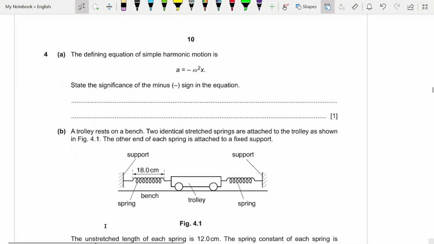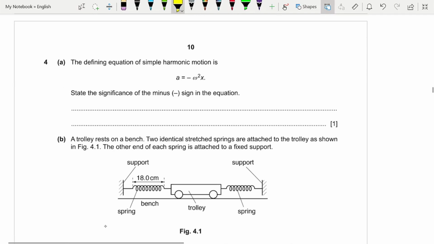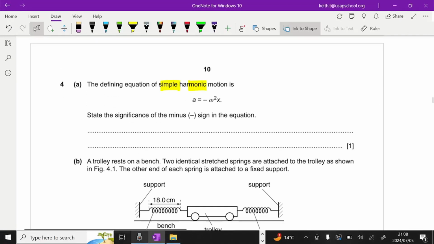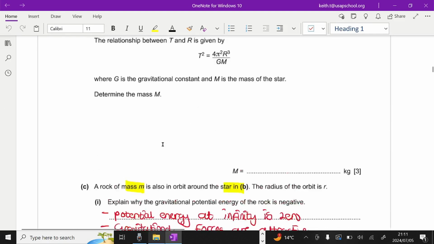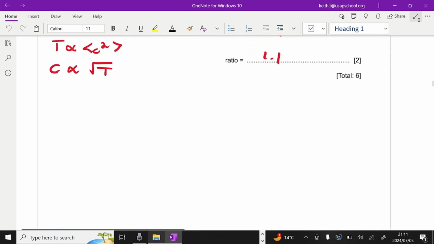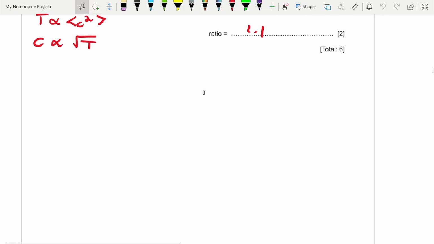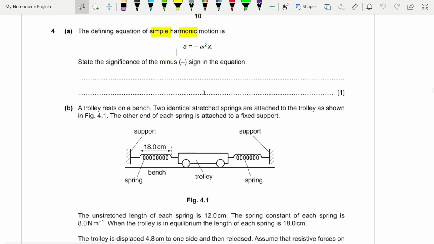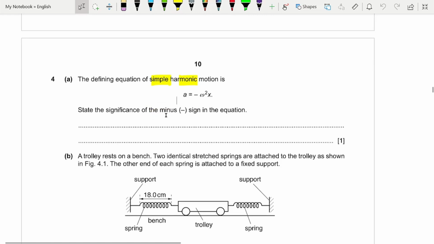Moving on. The definition of simple harmonic motion, very simple, but harmonic not like music. Harmonic as in oscillations, pendulums, acceleration, displacement in opposite directions. We've been asked to state the significance of the minus sign in the equation. So you're going to need to know the definition of simple harmonic motion if you're going to do AS level physics. So what is simple harmonic motion? It's defined as the motion of a particle about a fixed point such that the acceleration is proportional to the displacement, but they're in opposite directions.